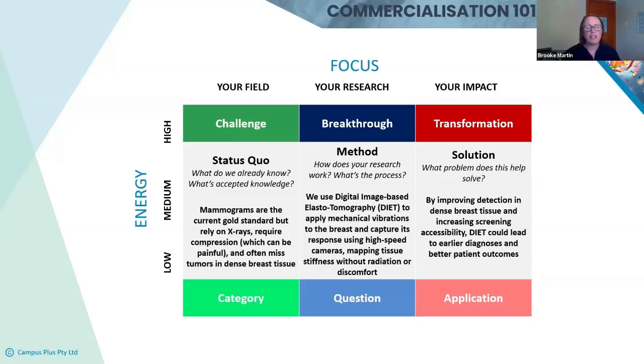Somebody's saying, oh, yeah, I'm a mechanical engineer and I'm working on medical imaging, helping to detect tumors in the human body. Someone goes, oh, yeah, that's really interesting. So how does that work? Well, actually, when we often think about mammograms, they're the current gold standard, but they're painful and they don't detect tumors in dense breast tissue. So we're using digital image-based elastotomography, using high-speed cameras and mapping tissue stiffness without radiation or discomfort. And because of this, we're hoping to improve detection in dense breast tissue and increase screening accessibility.